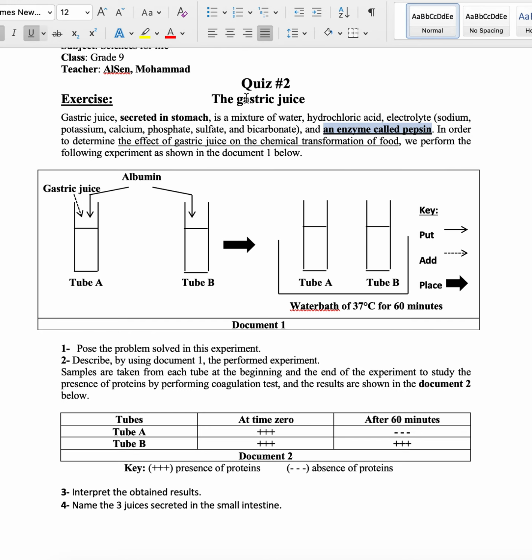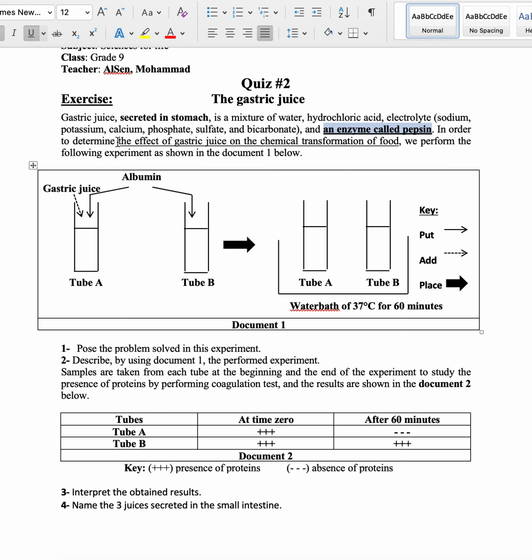So gastric juice does chemical transformation of food, molecular simplification of food, hydrolysis of food, chemical digestion. We said hydrolysis, and what else? Molecular simplification, all through an enzyme which is pepsin. We use it like scissors to cut the food. In order to determine the effect of gastric juice on the chemical transformation of food, we perform the following experiment.